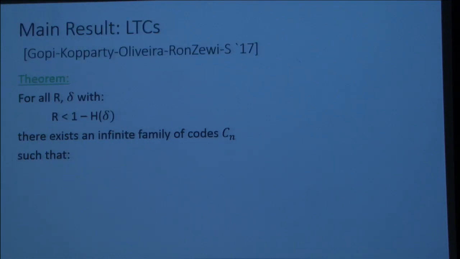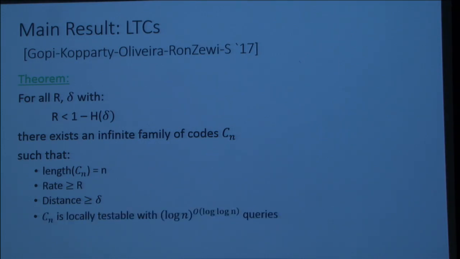The LTC result that we get is actually very clean and simple. So this is what the theorem is. Pick any two constants R and delta, where the rate is just below the GV bound, as close to the GV bound as you want. Then there is a family of codes with growing n, with rate at least R and distance at least delta. So you can approach the GV bound, and you get local testability with the same query complexity as in the previous work. So it is the best possible local testability we know for high rate, and these also approach the GV bound.